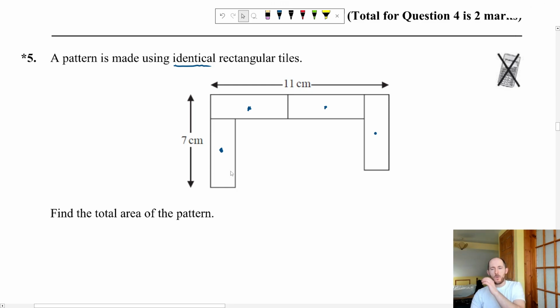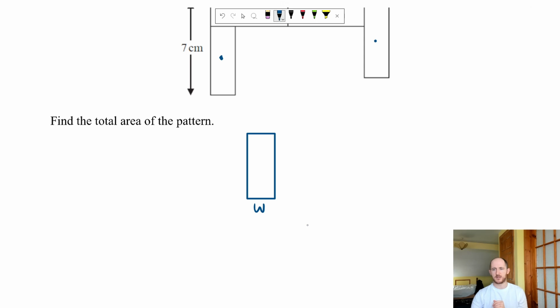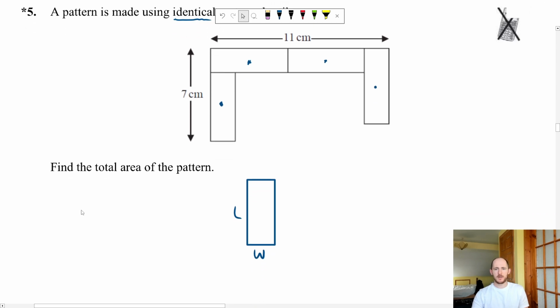Sounds easy, right? Well, is it though? Because how do you work out the area of a rectangle? Well, you take its width and you times it by its length, right? If you look carefully, I actually don't know either of those numbers. Like the length isn't 7, because this is the length of one rectangle. It's a length plus a width, right? So we know that a length plus a width equals 7, right? Because we have the length and we also have the width of the next rectangle.